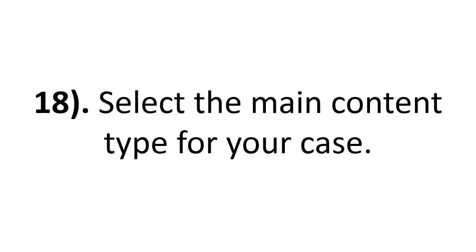Next, select the main content type for your case. In this example, we're going to choose ebook, and you can choose as many different content types as you like. And our general, mixed content, unspecific. If you make a mistake, you can click on the remove link once again. You must make at least one selection.